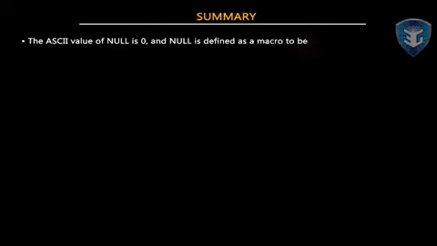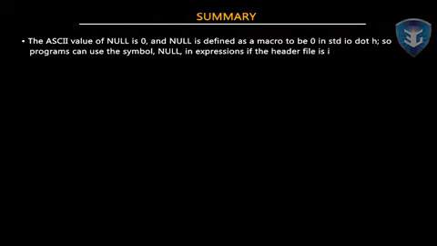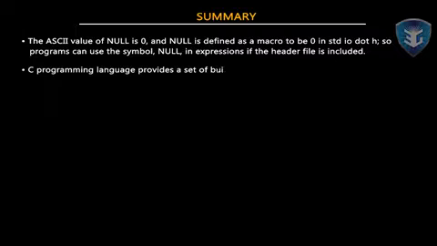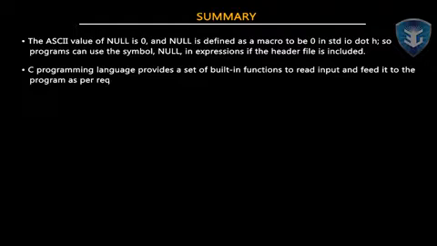Now in the end, let us summarize what we have learned in this lecture. The ASCII value of NULL is 0, and NULL is defined as a macro to be 0 in stdio.h, so programs can use the symbol NULL in expressions if the header file is included. The C programming language provides a set of built-in functions to read input and feed it to the program as per requirement.